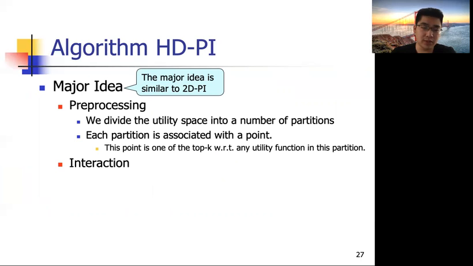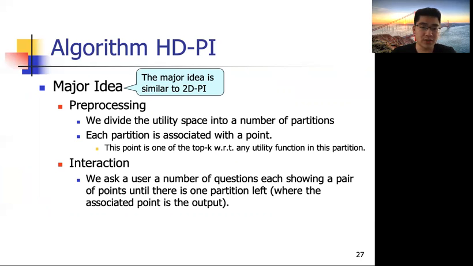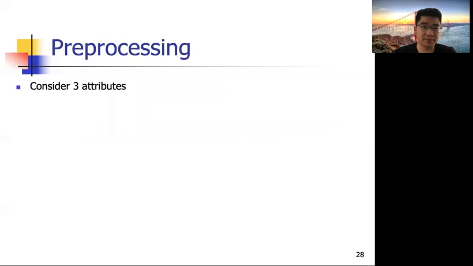Then we interact with a user. We ask a user a number of questions, each showing a pair of points, until there is only one partition left. Then the associated point of the remaining partition is returned. Now let's see these 2 steps in detail.